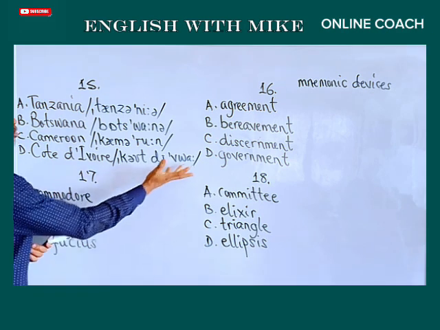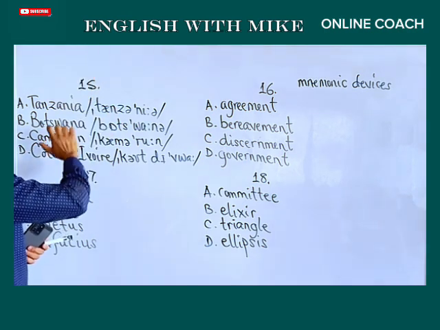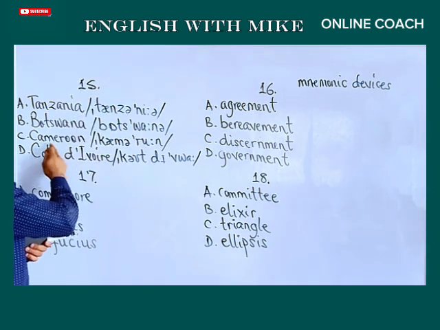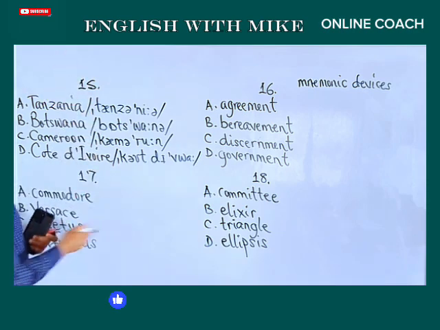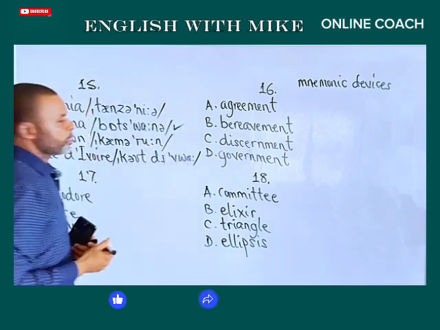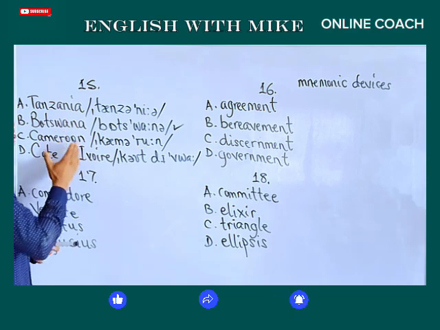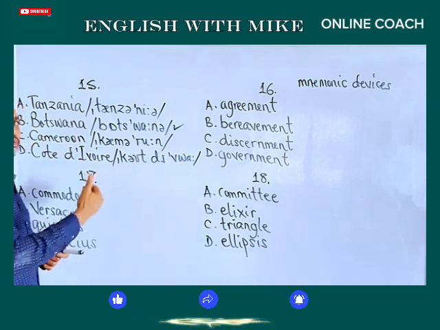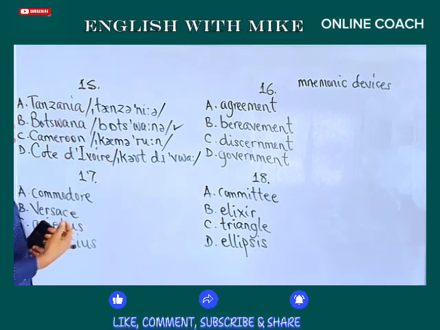Côte d'Ivoire. So Tanzania, third syllable. Botswana, second syllable. Cameroon, third syllable. Côte d'Ivoire, third syllable. Therefore, Botswana is different from the rest, because whereas the rest are all stressed on the third syllable, we mean primarily stressed on the third syllable, Botswana is stressed on the second syllable.